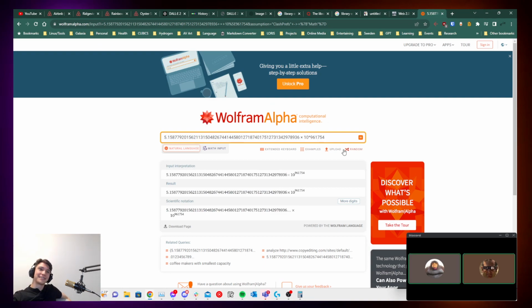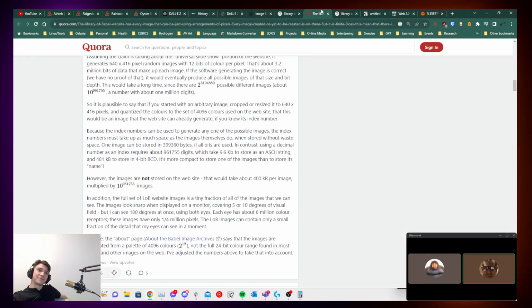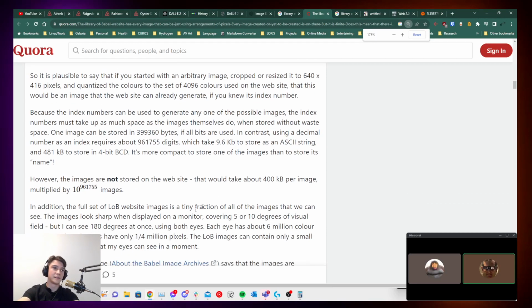Okay. Yeah, and then times... Did they do the calculation for size? Because it multiplies by the 3.2 million bits for each photo. So 400 kilobytes per image, right? That'd be insane. How many? Where does it say the 400 kilobytes per image? So what would the total size be? Does it say here?